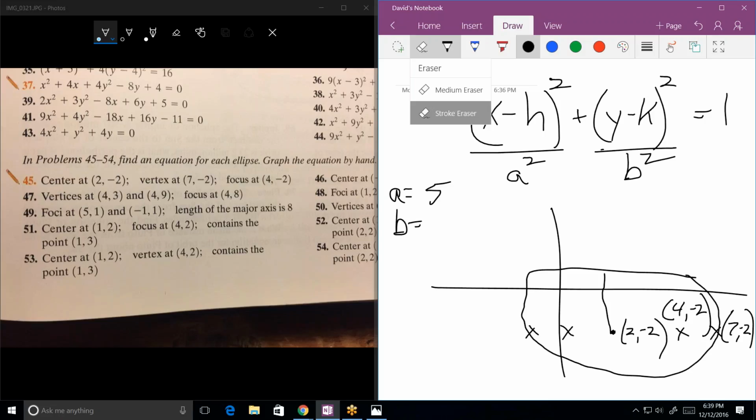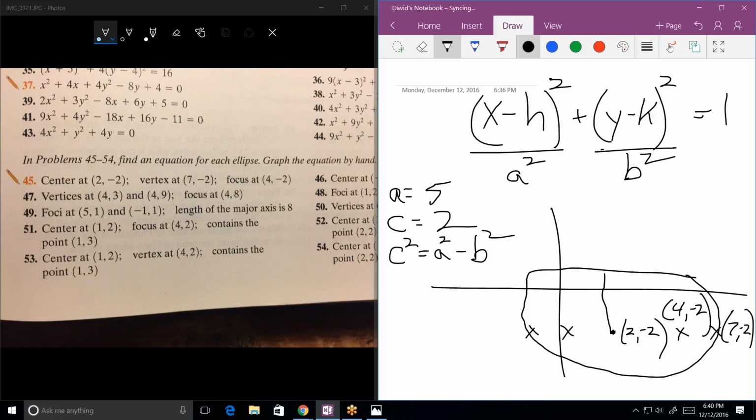What they did give us was C. What is C? Isn't C the focus? Right, it's the measurement from the center to the focus. How far is that? That is 2. And what is the equation that relates A, B, and C? Isn't it C squared equals A squared plus B squared? A squared minus B squared.